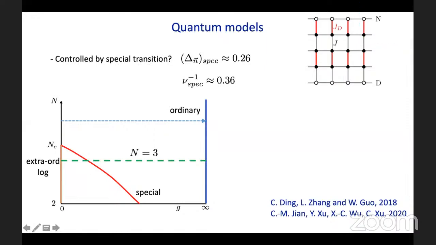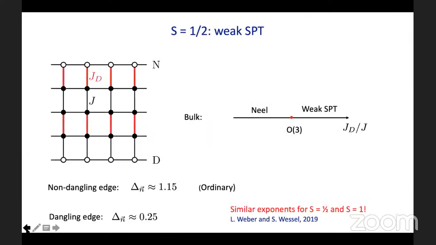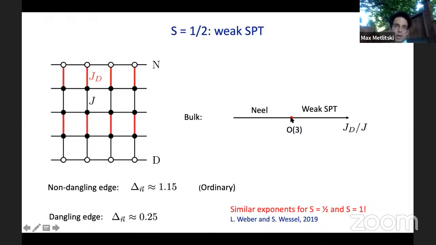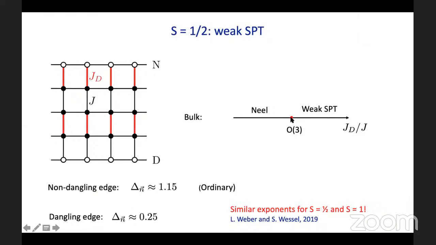Sorry, can I ask a question? For spin 1, they studied the same model with JD and J different, and so this power law behavior at the edge was observed at some transition point or in a finite region? All of this is at the bulk transition. Okay. Yeah, then that makes sense. Yeah, thank you.